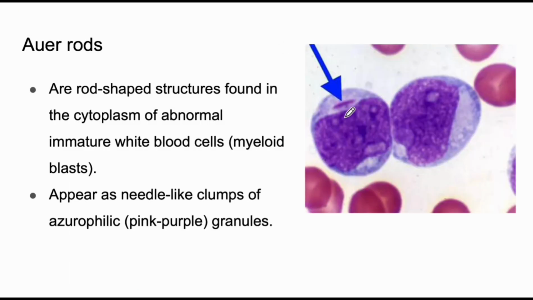The blue arrow is pointing to a bright pinkish needle-like inclusion in the cytoplasm of a myeloid cell. This is an Auer rod. Finding an Auer rod indicates acute myeloid leukemia; it is one of the most important findings in bone marrow or peripheral smear examination.